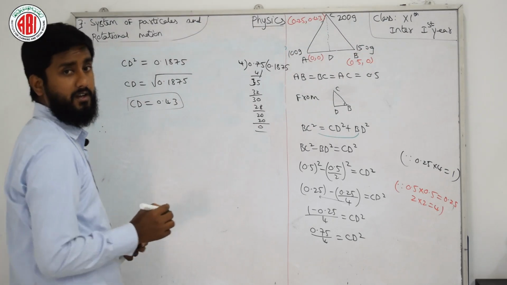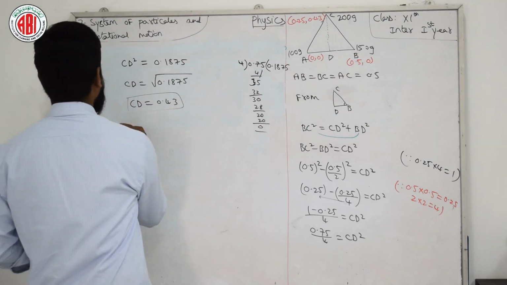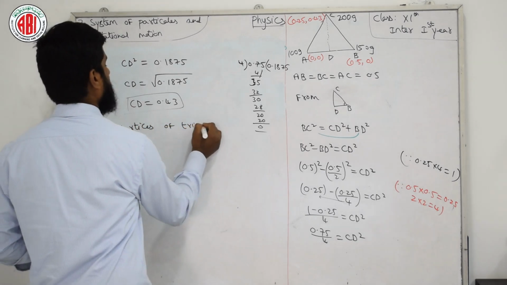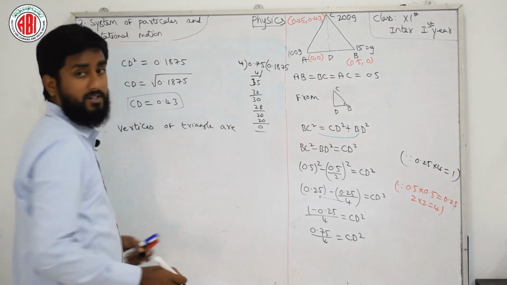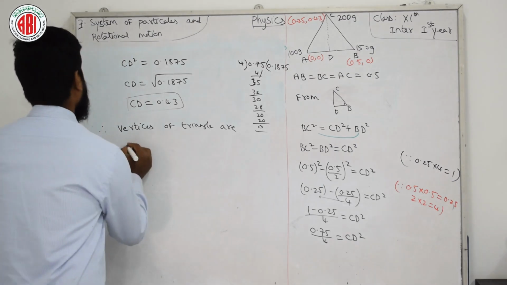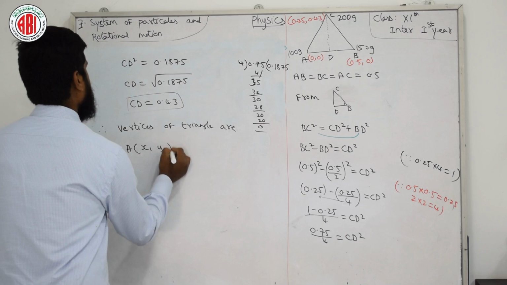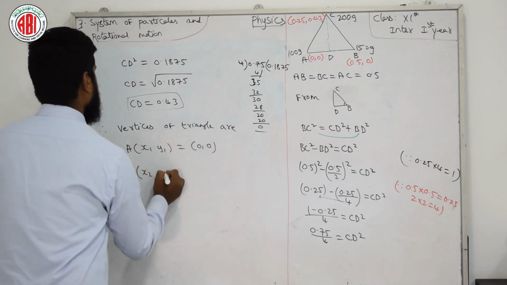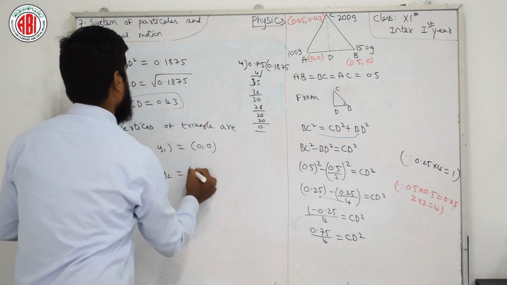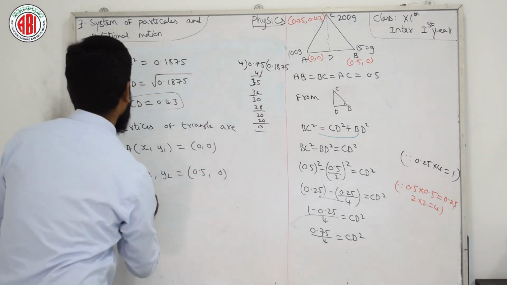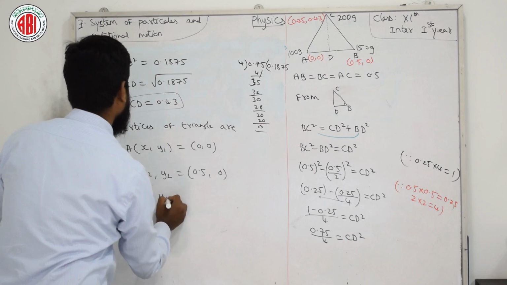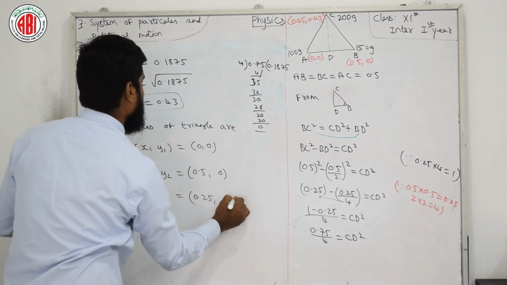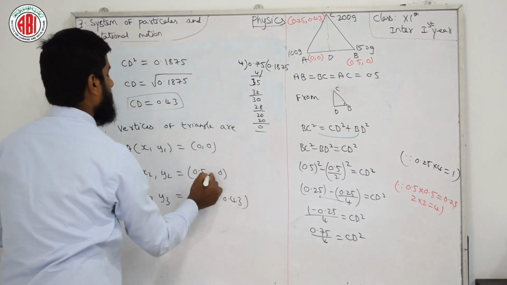Therefore, the vertices of the triangle are: at A, x1 y1, which is equal to 0 comma 0. At B, x2 comma y2, which is 0.5 comma 0. And at C, x3 y3, which is equal to 0.25 comma 0.43. In this way we got our coordinates.